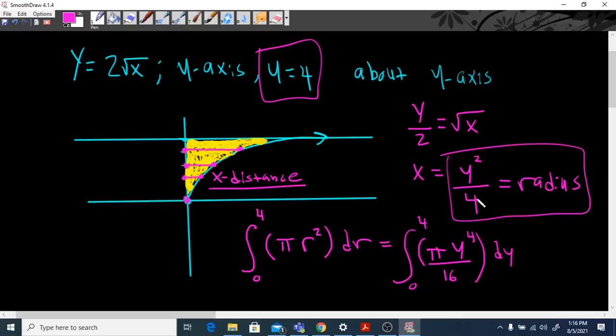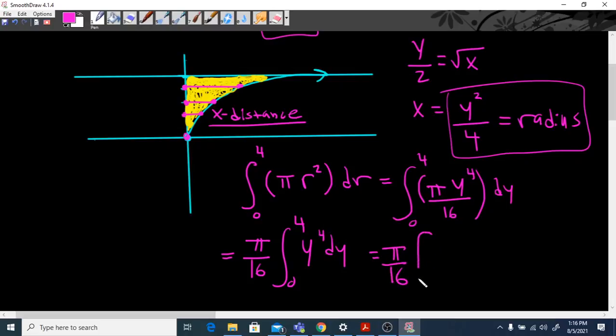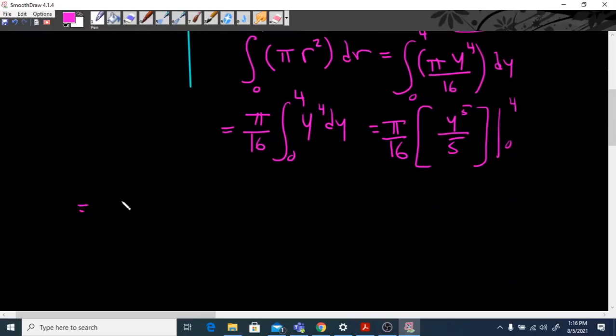All right. Awesome. Okay, so now, well, the pi over 16 is a constant. It can come out in front. Integral 0 to 4, y to the 4th dy. Pi over 16, and then power rule, right? Y to the 5th over 5, evaluated from 0 to 4. Pi over 16. And then I'm going to have 4 to the power 5 minus 0 to the power 5. All of that divided by 5.